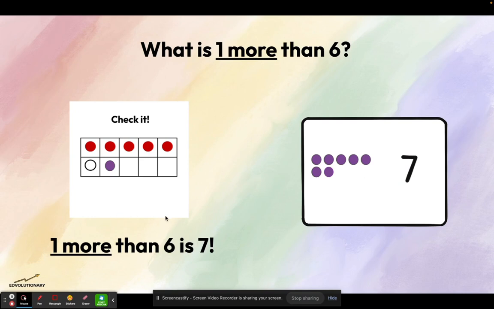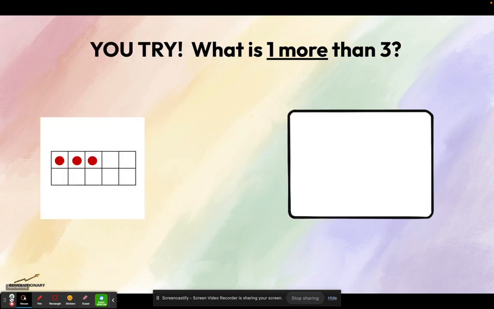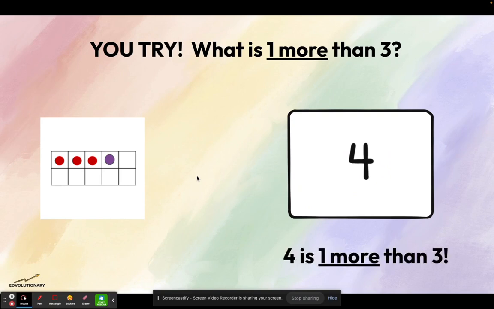So I believe that we removed the scaffold at some point on Monday. Oh, yeah, here it is. It says, you try. What is one more than 3? So we want them to just take a stab at it. So there's 3. What would one more be? And we will click, and that brain just tells them that that is your turn to think about it. And then when we click again, it shows the one more on the 10 frame. Here's your hint. Look at the 10 frame. How many are there? Did you say 4? 4 is one more than 3.